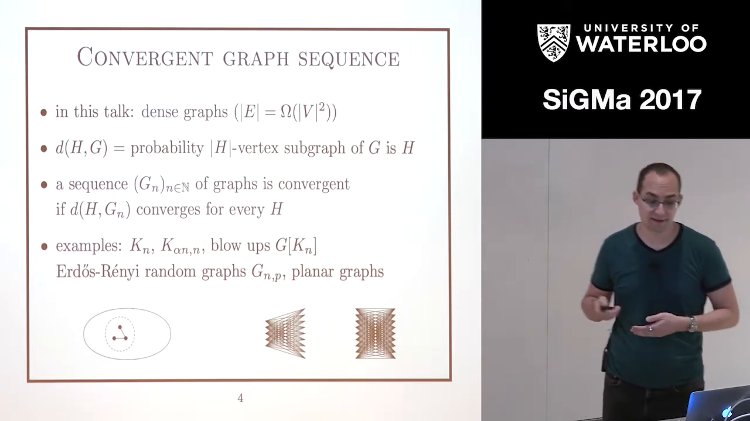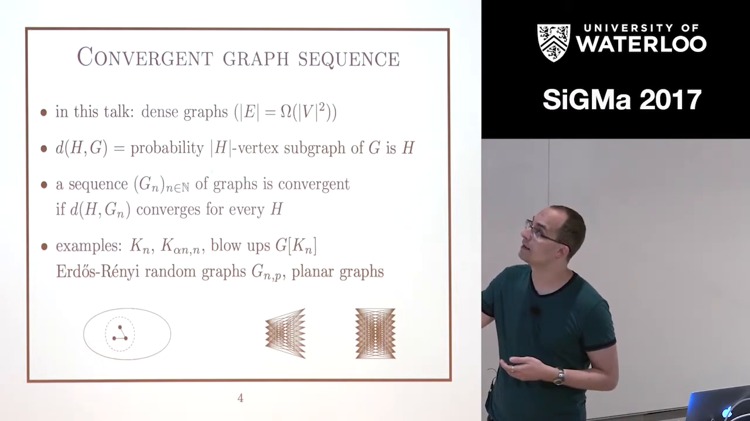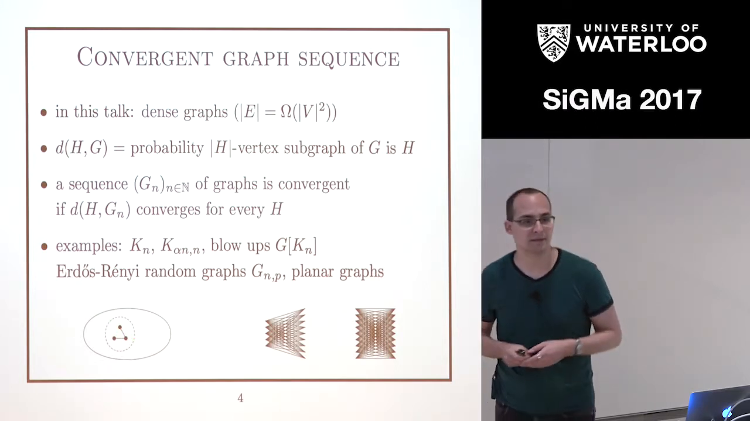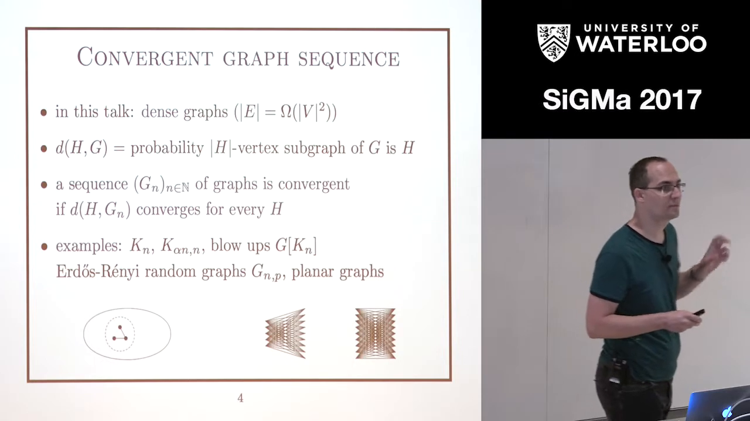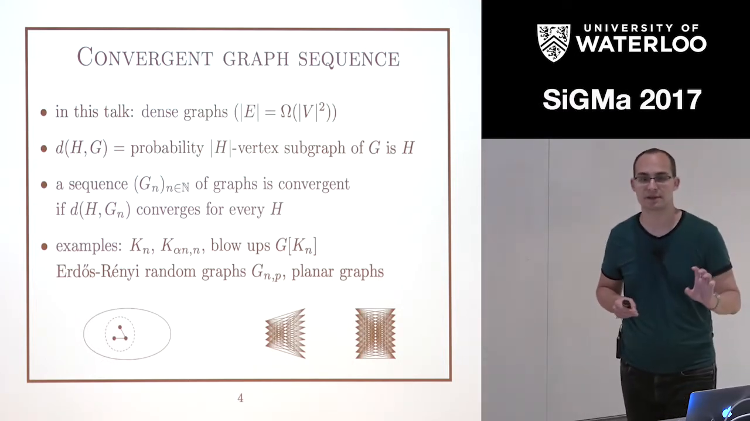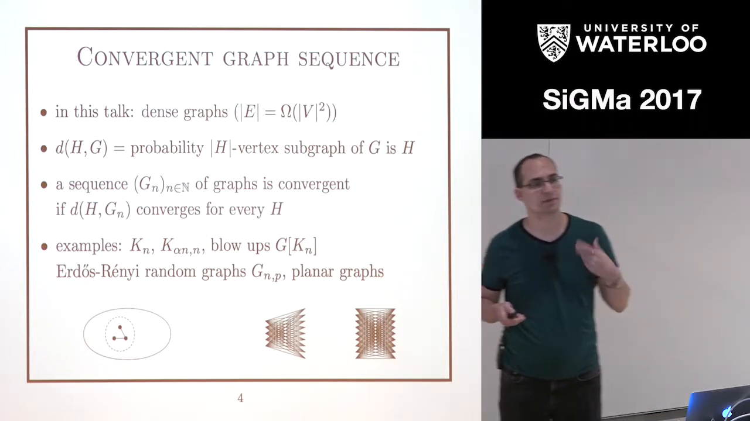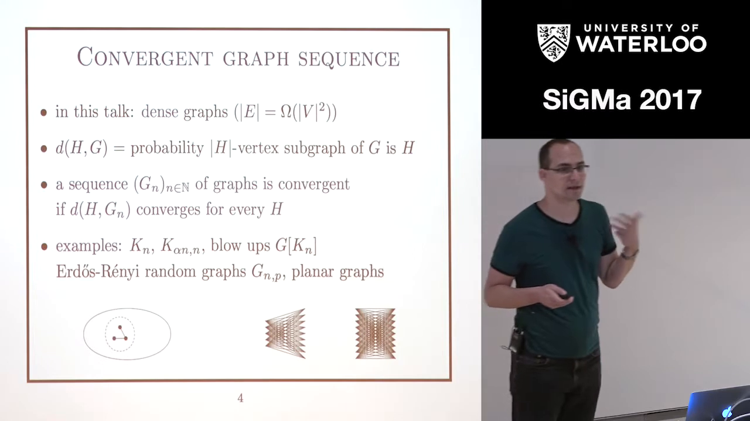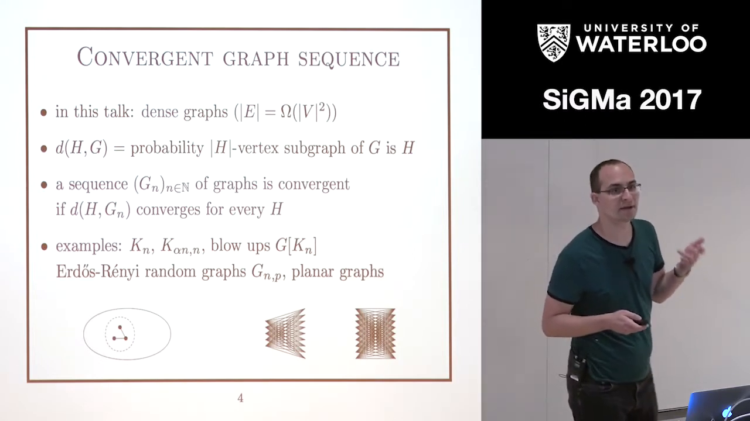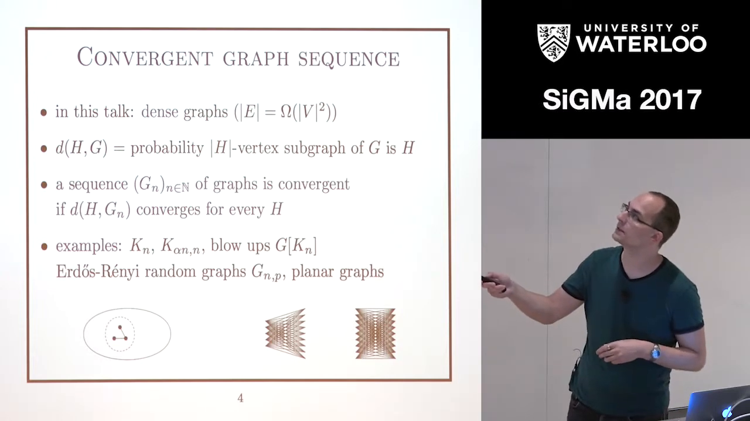So let me define the density of a small graph H in a large graph G. Let's say I'm interested in the density of a cherry, this graph K1,2. It will be just the probability that if I pick randomly 3 vertices in the large graph, I will see the cherry as an induced subgraph. So in general, if I have a k-vertex graph, its density will be the probability that if I pick randomly k vertices in my large graph, I will see this k-vertex graph as a subgraph. So this is exactly what is said here.